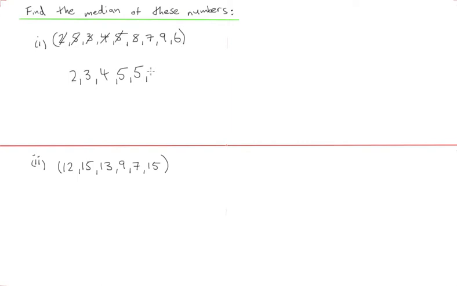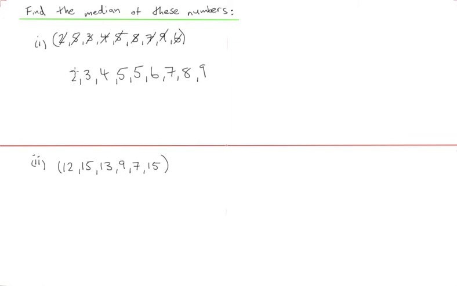The next biggest number is 6. Next biggest number is 7. The next biggest number is 8. And the next biggest number is 9. So we have rearranged these. Okay? We've ordered them from smallest to biggest.